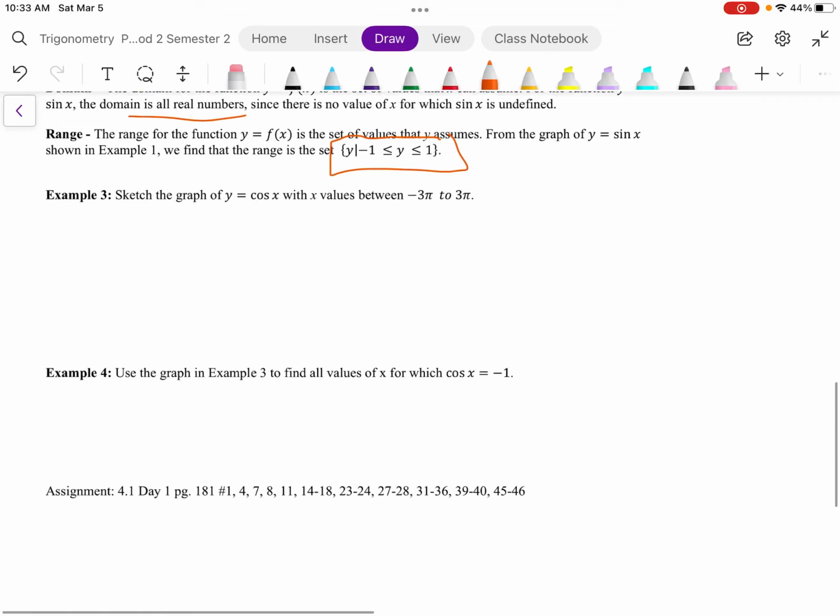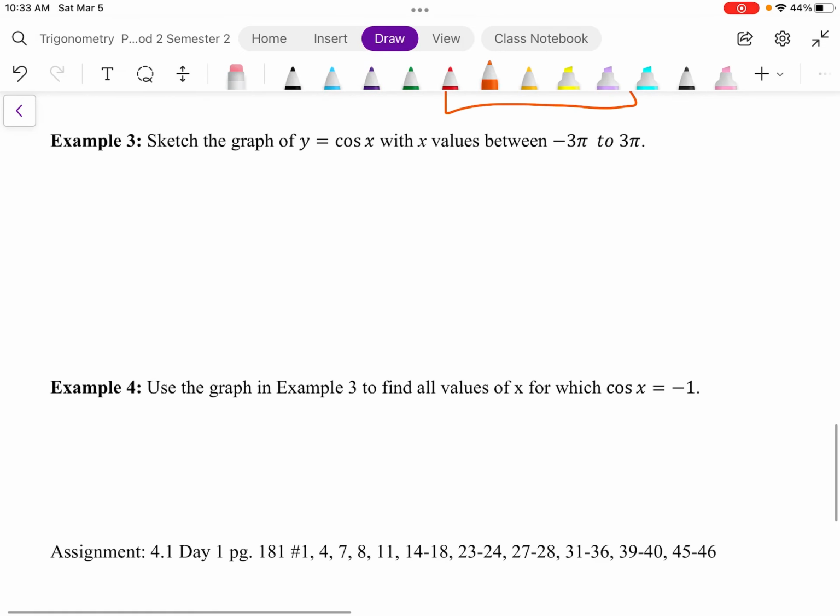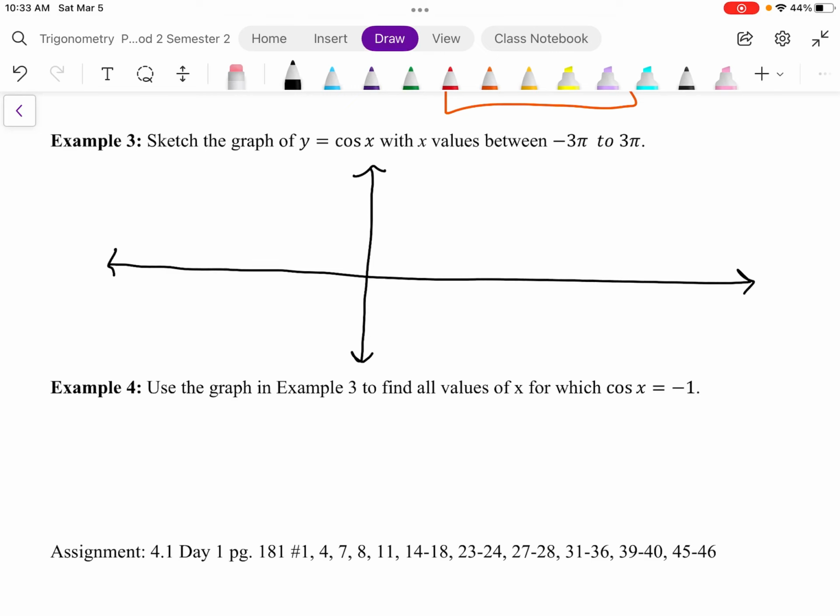Now we're going to move on to our next example. For this one, we're going to graph y equals cosine of x between negative 3 pi to 3 pi. So let's start by drawing our axes. So we're going to go to 3 pi. So this time, if we were to cut 3 pi in half, that would become 3 pi over 2. And if we were to cut that in half again, this would become 3 pi over 4.